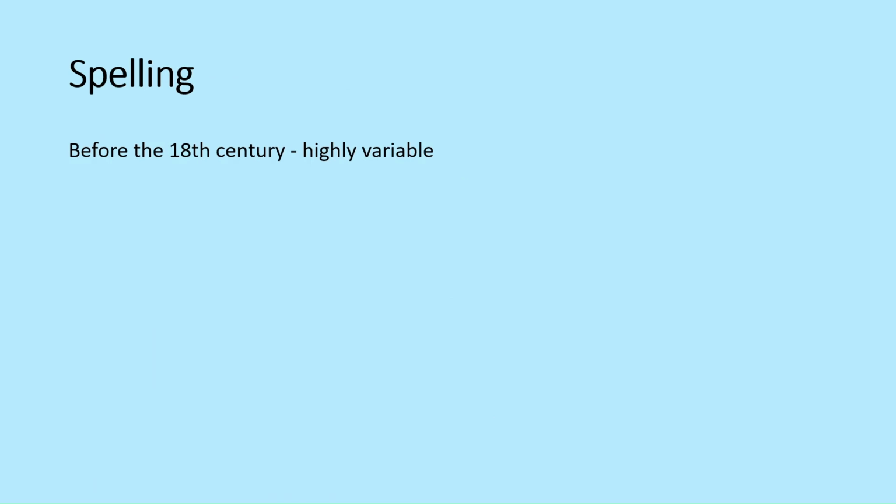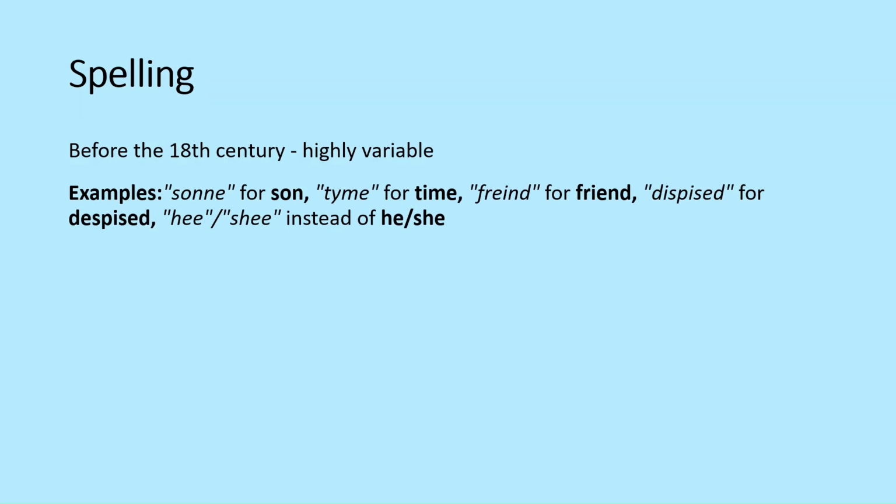Before the 18th century, spelling in English was highly variable. There was no agreed-upon standard or correct version of words, so people wrote them how they heard them, or how they personally thought they should be spelled. Even the same writer might use different spellings for the same word in one text. Here are some examples.